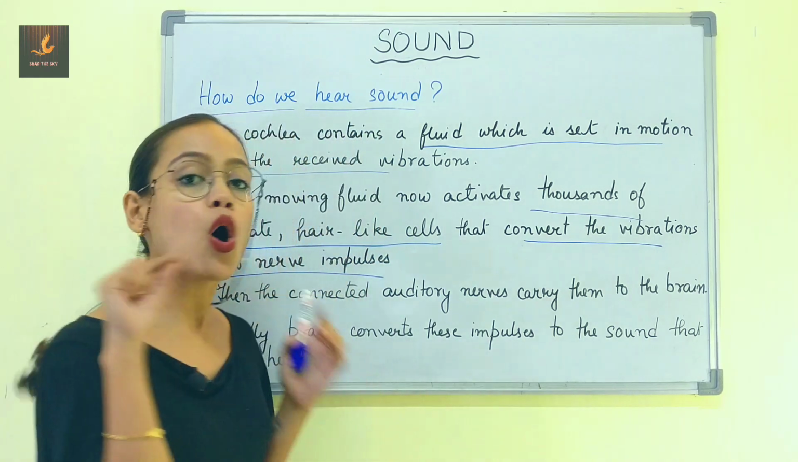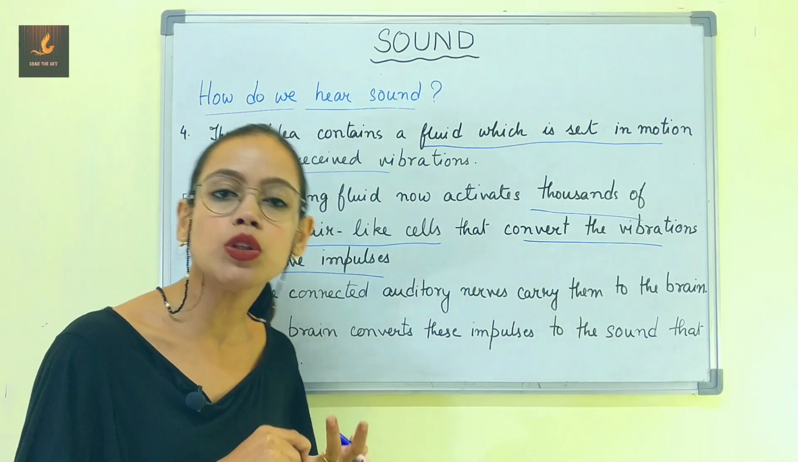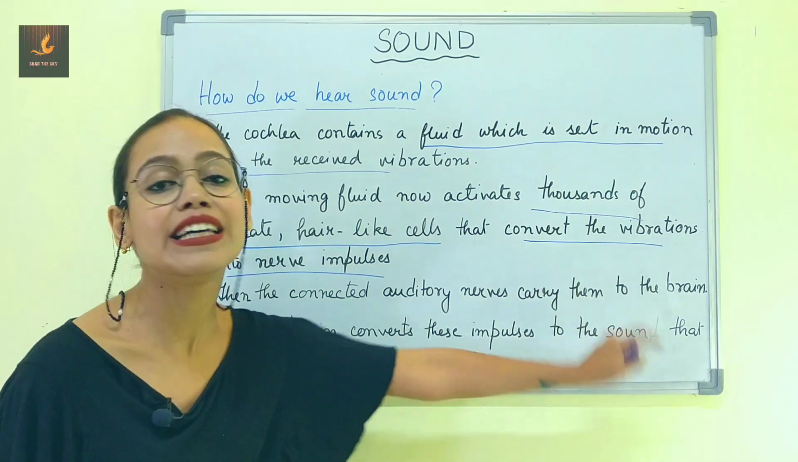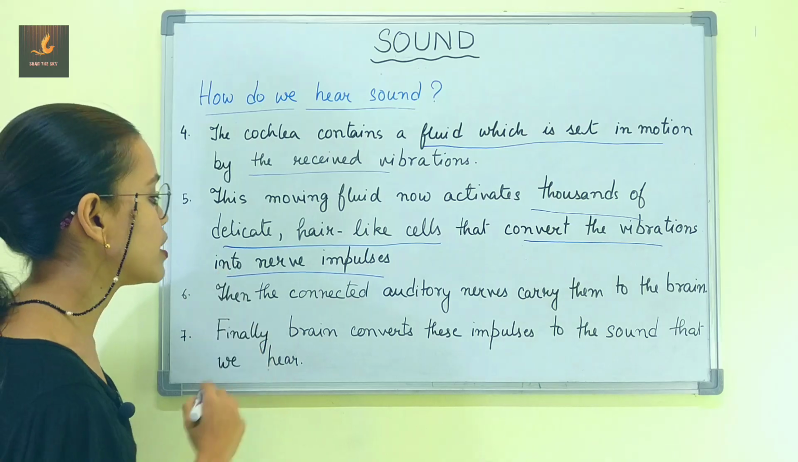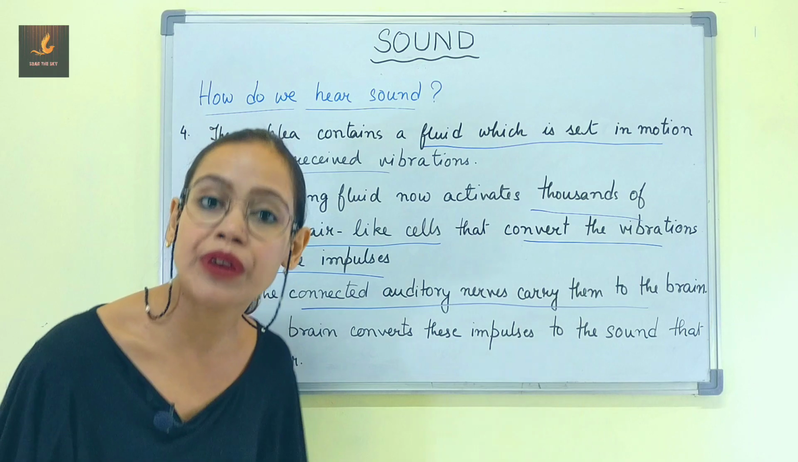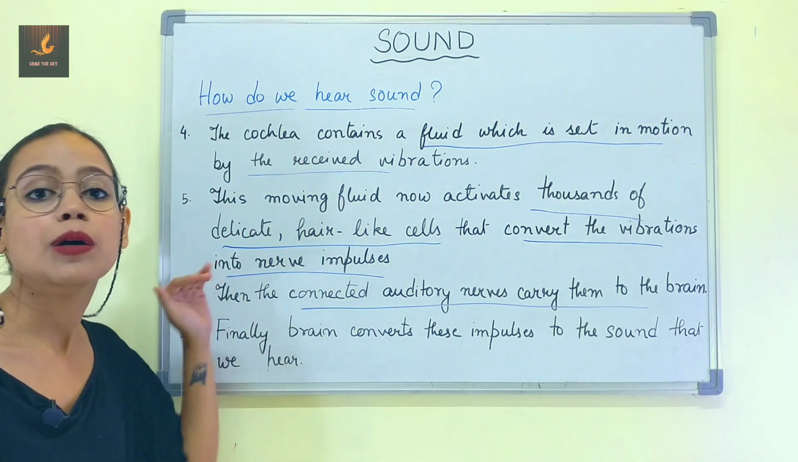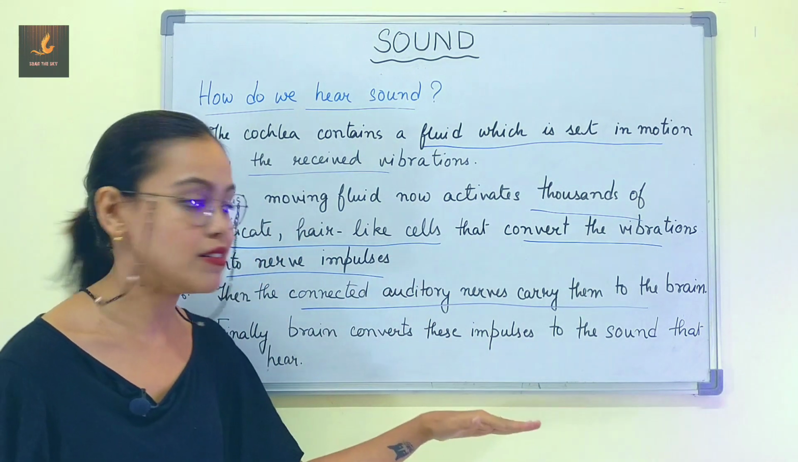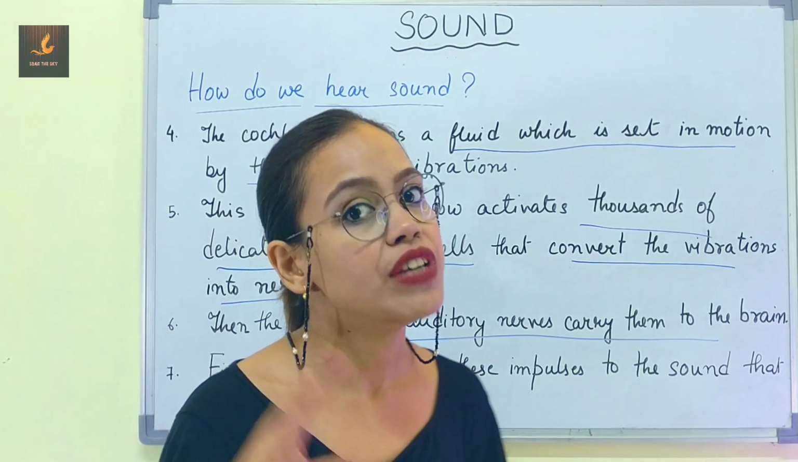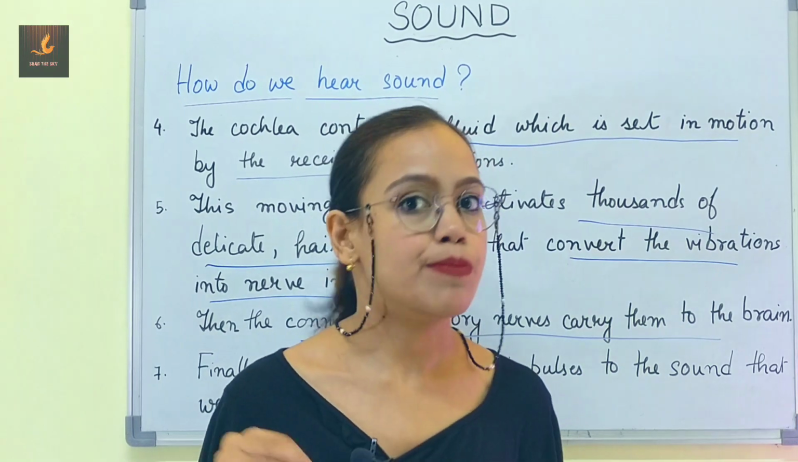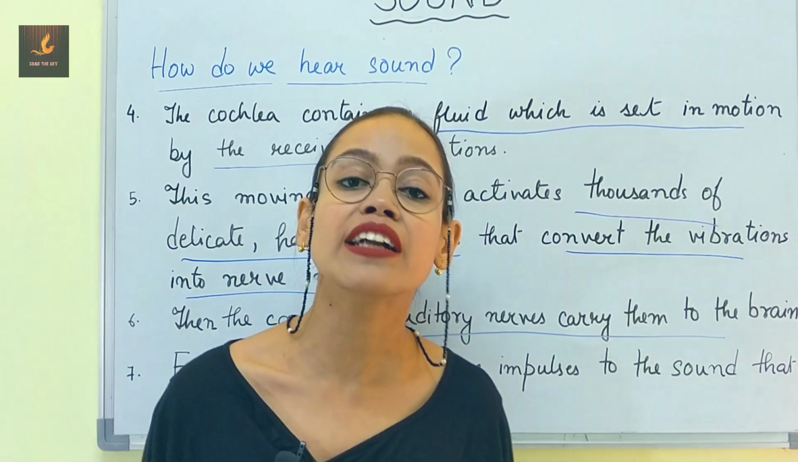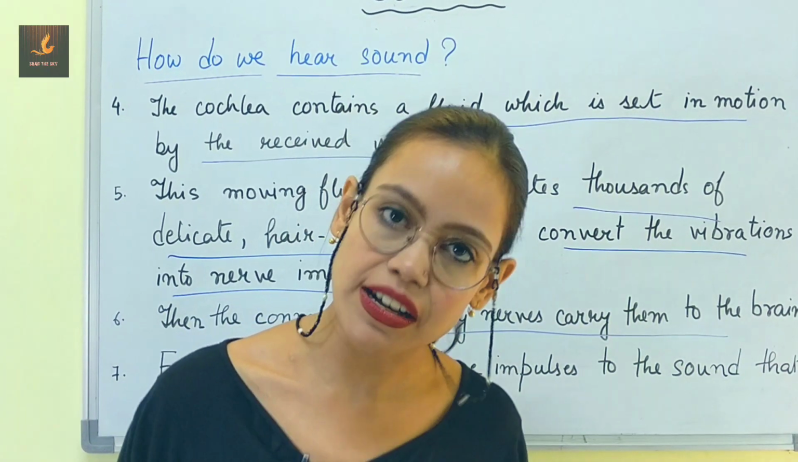Now what happens? The auditory nerves, which are connected to the cochlea, receive these nerve impulses and carry them to the brain. Finally, the brain converts these impulses into the sound that we hear. This is how we hear the sound when it is produced. It is a very fast process, though complicated, so that we hear the sound very fast.